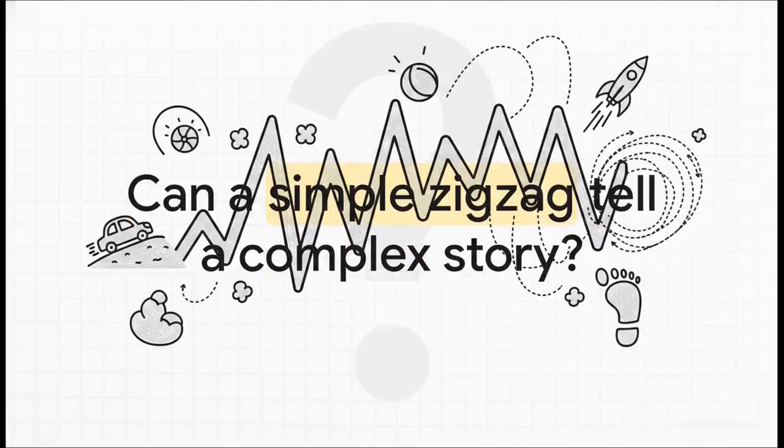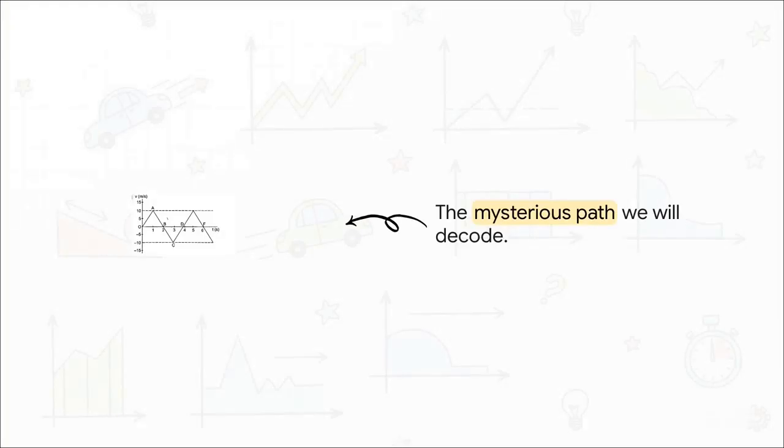Think about this for a second. Can a simple zigzag tell a complex story? Honestly, we often look at raw data and assume it's just numbers plotted in a void, right? Like it's completely detached from the physical world. But the reality is, every sharp peak, every deep valley on a graph, it's actually a footprint of something that happened in the real world. Okay, let's dive into this.